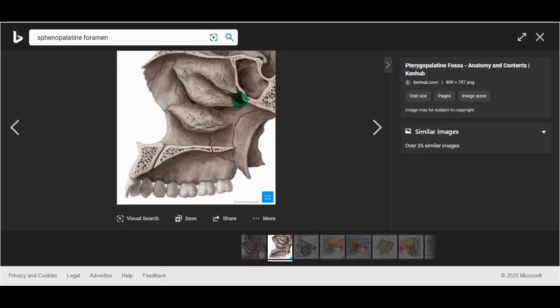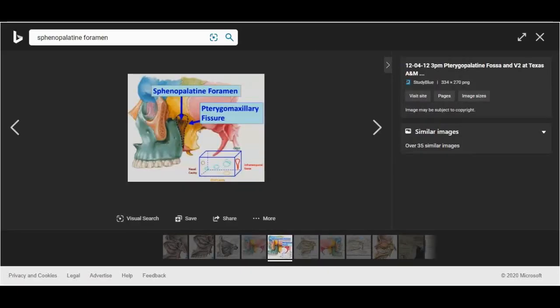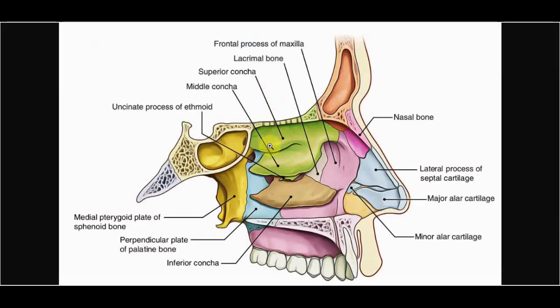In this one, again, this is more interesting because we are taking a look at the medial wall of the nasal cavity, and we can see this is the medial pterygoid plate, and this over here is the perpendicular plate of the palatine bone, which forms the medial wall, and this is the sphenopalatine foramen seen over here. If you compare these two images, you can see the sphenopalatine foramen easily, right? It's between the sphenoid bone and the palatine bone.